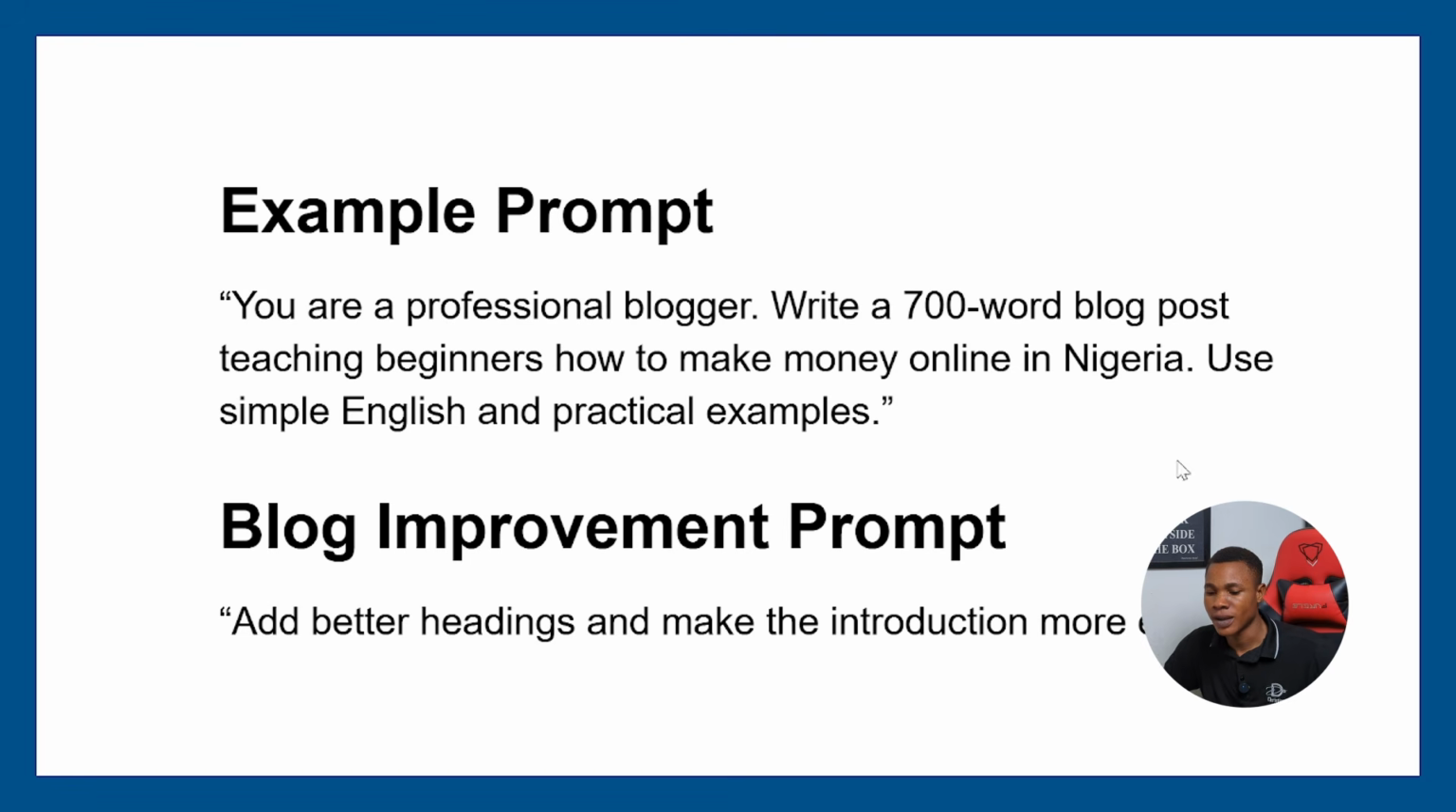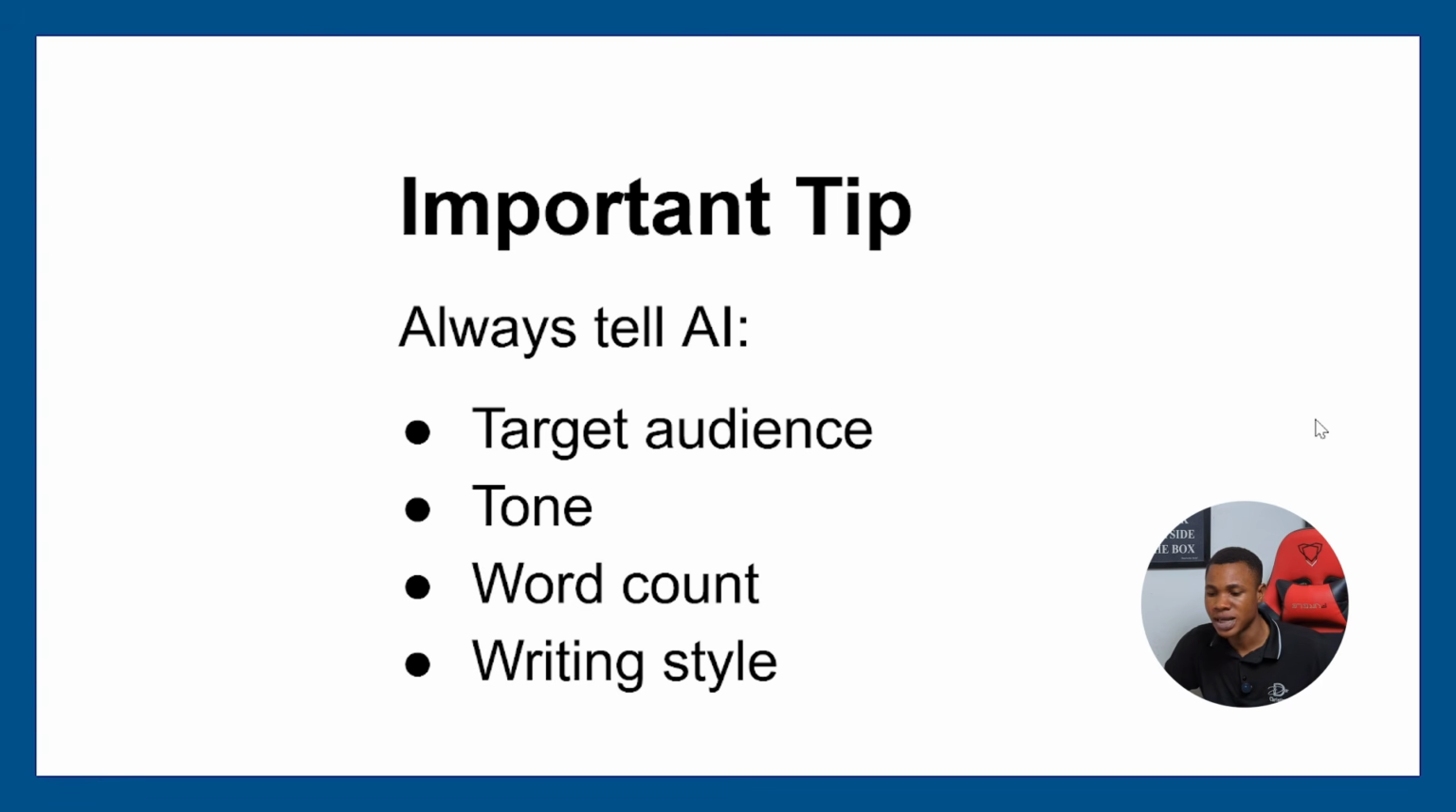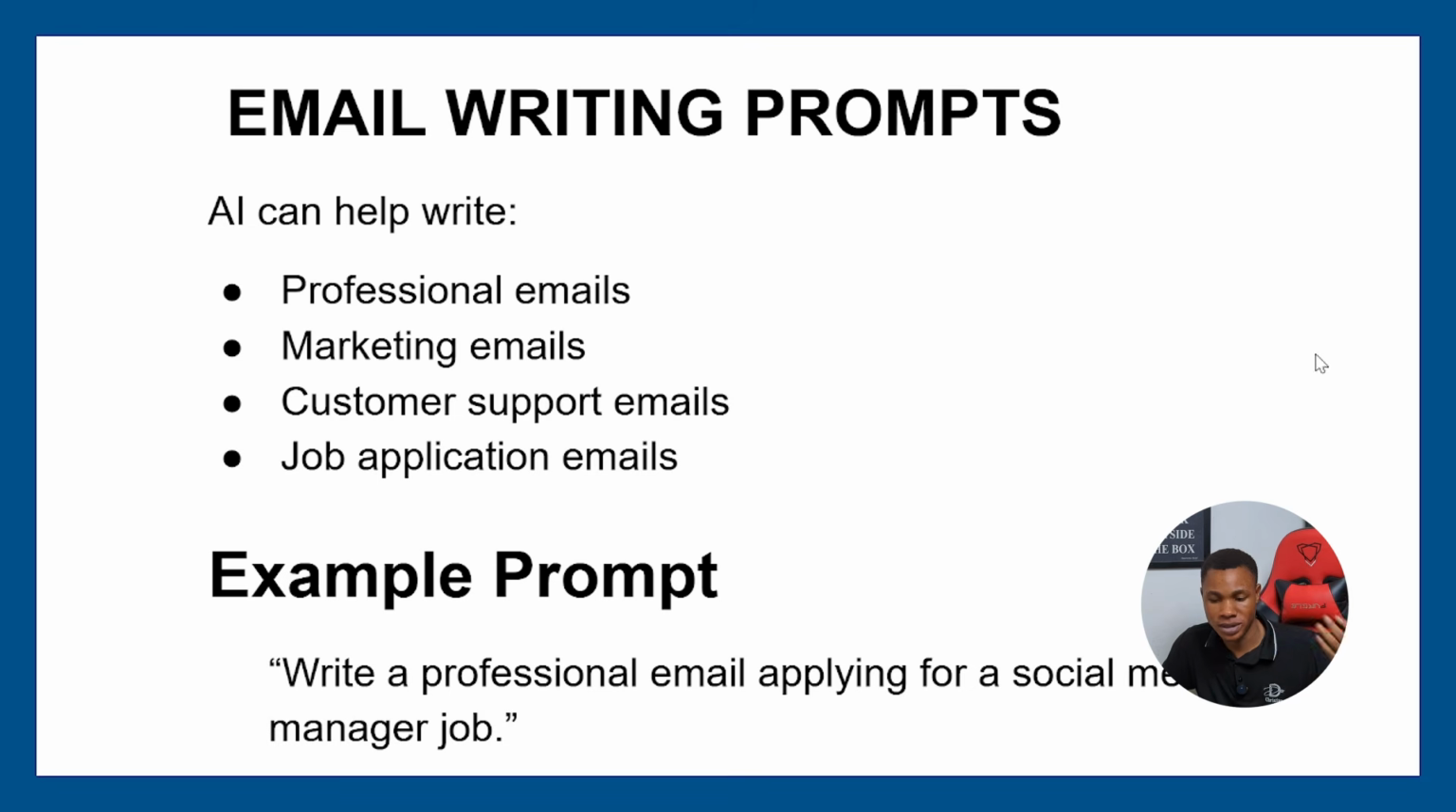Is that okay? All right. So example prompt: you are a professional blogger. Write a 700-word blog post teaching beginners how to make money online in Nigeria. Use simple English and practical examples. This one is actually very basic. For those of you who are bloggers, send me a DM. Let me help you to do that. Important tip: always include the AI's role, target audience, tone, word count, and writing style. This is what we have been talking about.